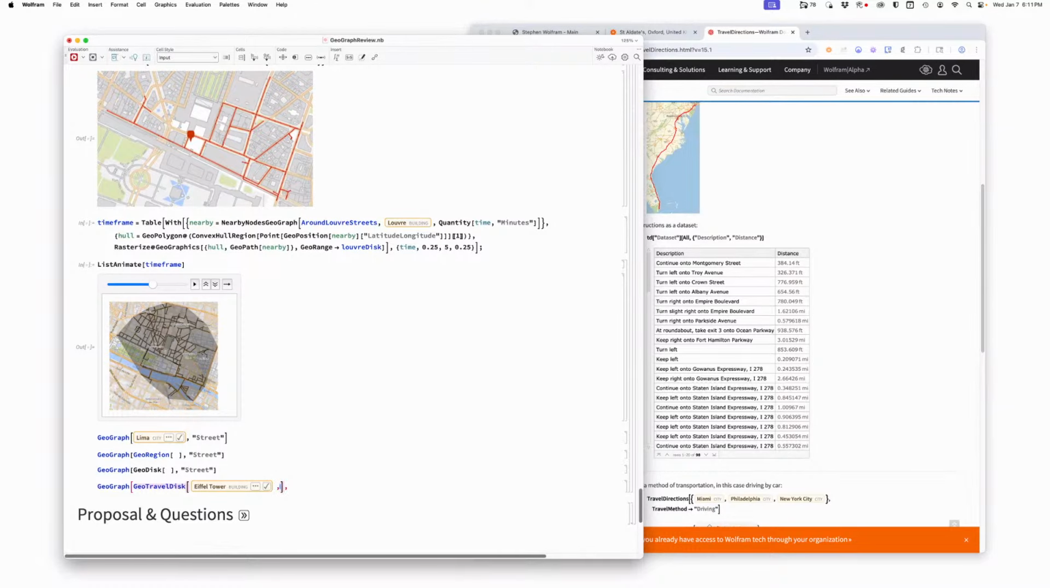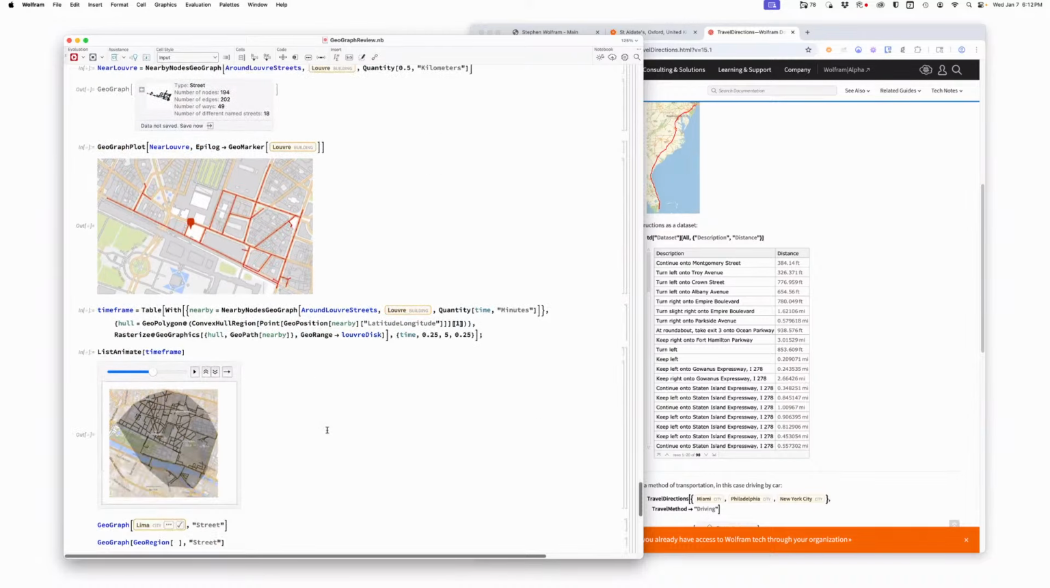Eiffel Tower, comma, 10 minutes. And there you could even support the travel methods as an option. Sure. That's what I would propose. Maybe there's a better name for GeoTravel disk, but this is the functionality basically. And GeoTravel disk by itself does nothing, but you should be able to render it.